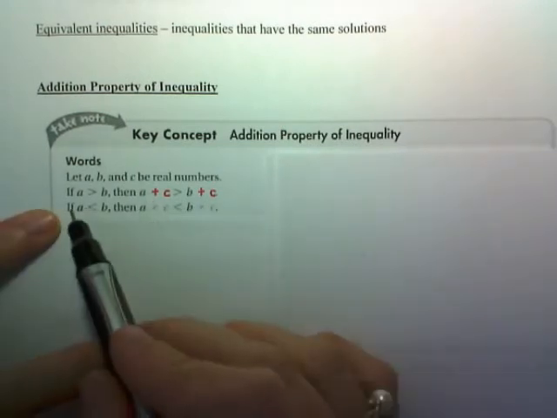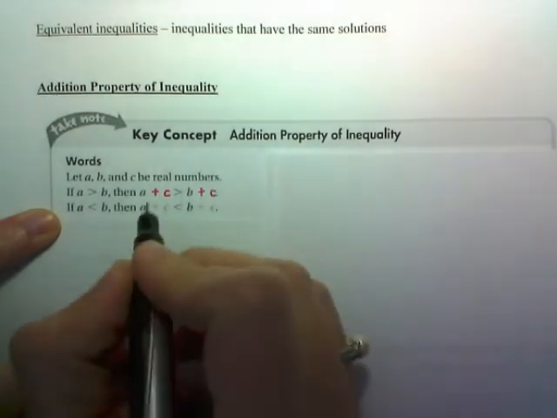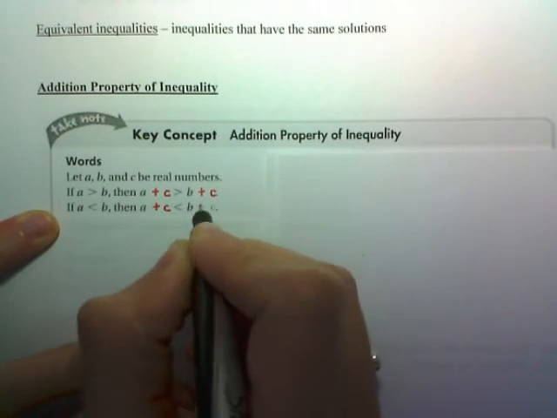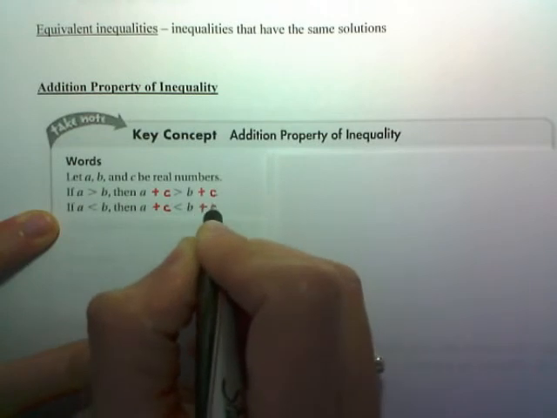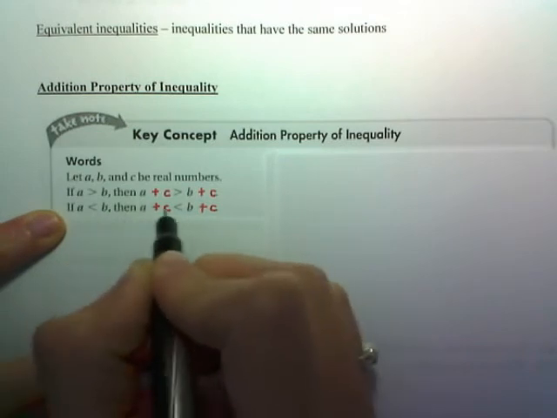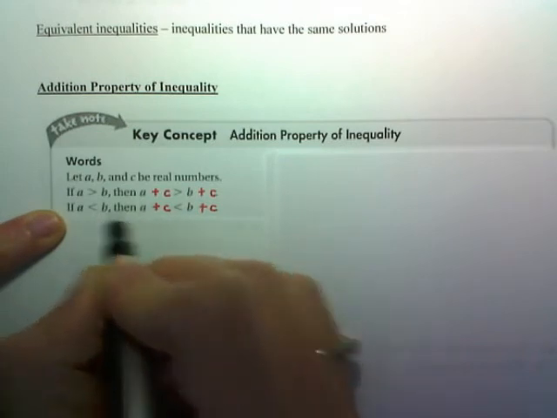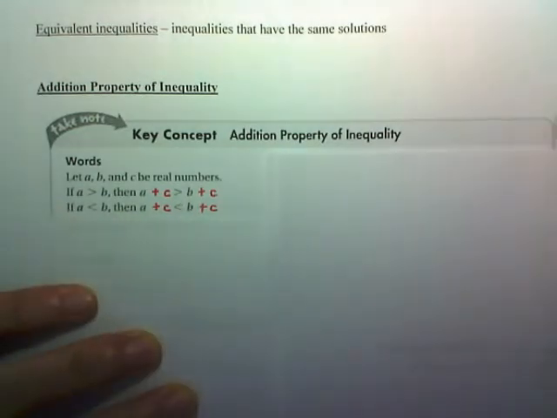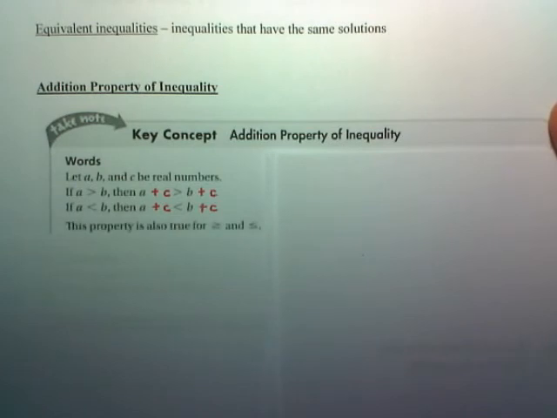Okay? If you have A less than B, then what this is saying is that I can add C to the side with my A, and I can add C to the side with my B, and I'm still going to have a less than sign. I'm going to keep the exact same inequality statement. So with these two, I've created equivalent inequalities. Now, it says that it's also true for greater than or equal to and less than or equal to. But we can look at that with a couple of examples.